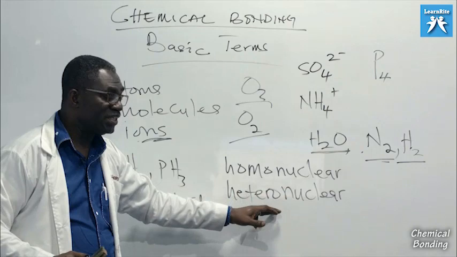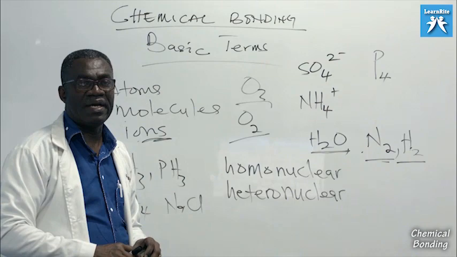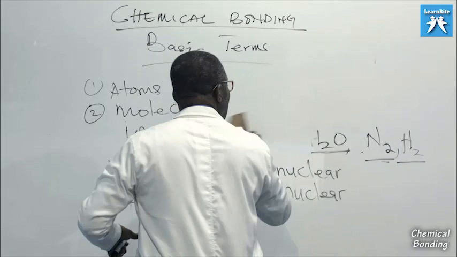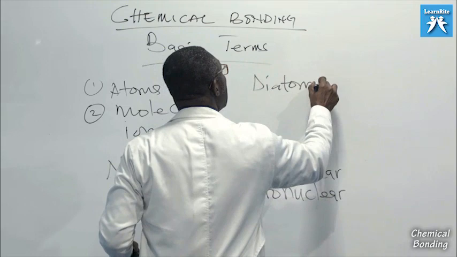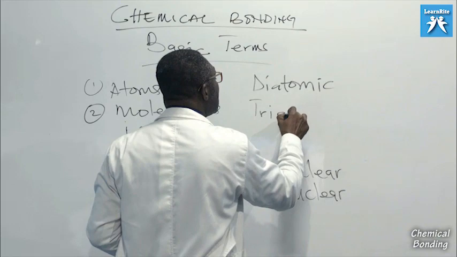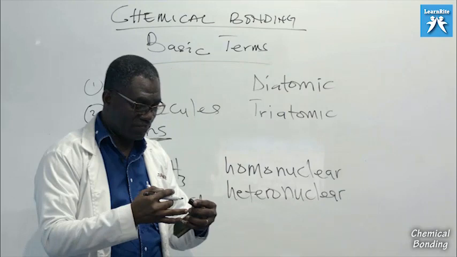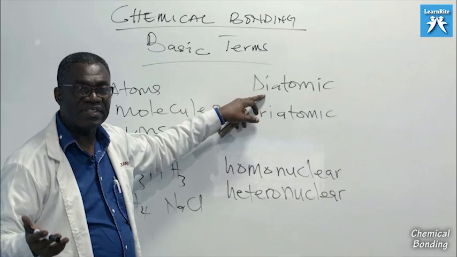I'm going to introduce another term. You may also see something like diatomic, triatomic, tetraatomic, or whatever. Here, the Greek prefixes are just numbers, indicating numbers. Di means two, tri means three, tetra means four.